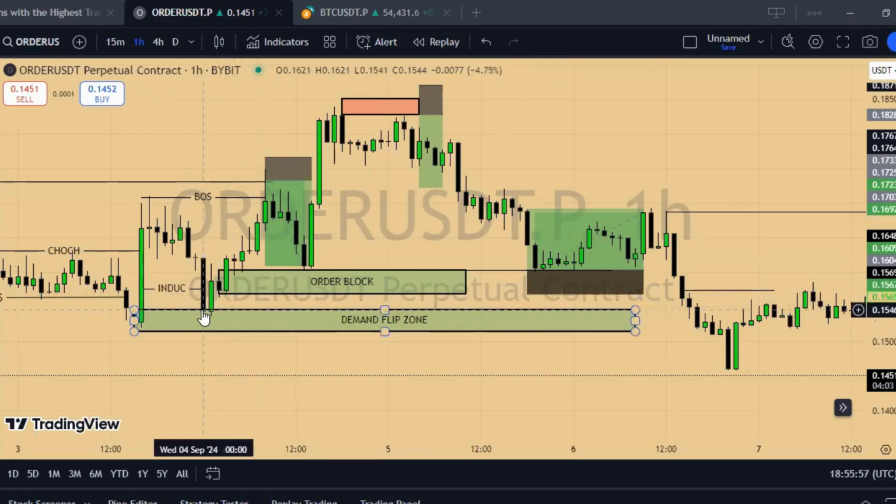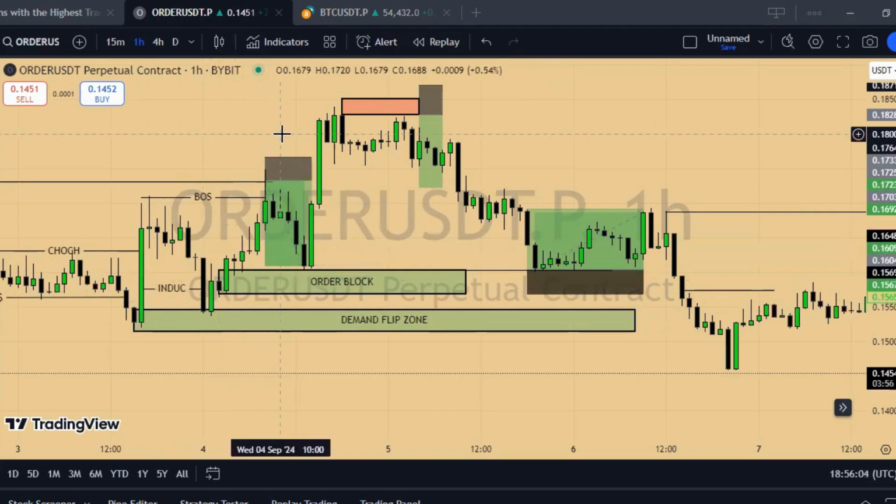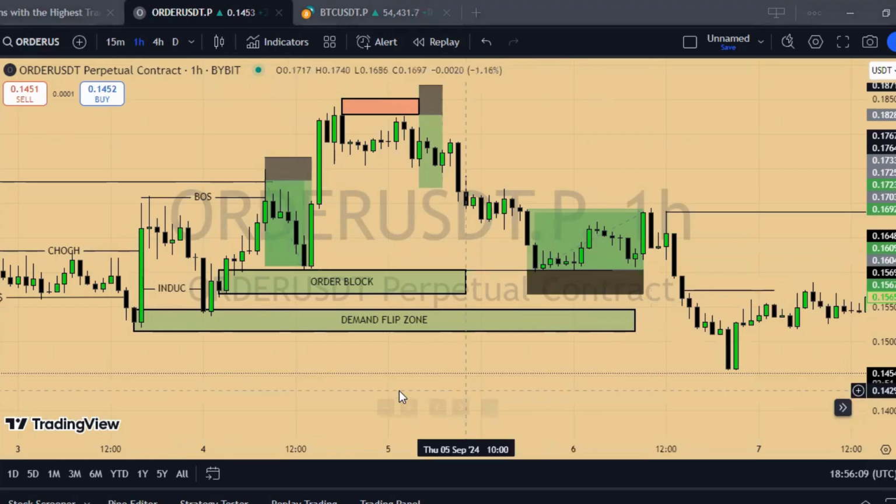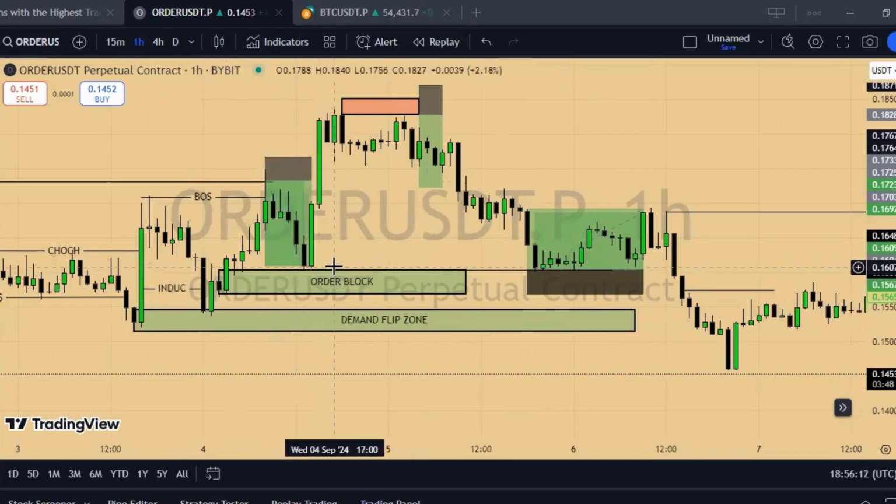when price actually mitigates our entry, price left an order block. Like I told you guys, price always respects order blocks. Okay? Price does respect order blocks. Now, price came back. This is where you should put your massive entry.